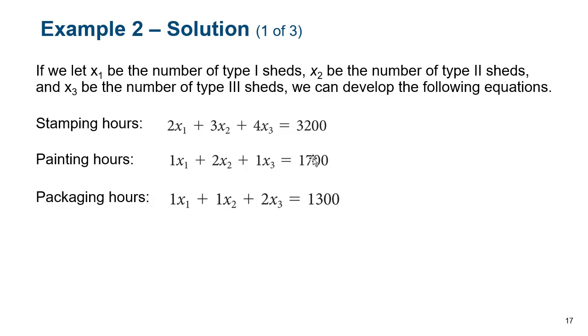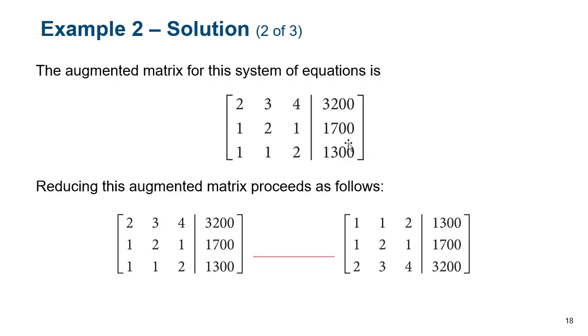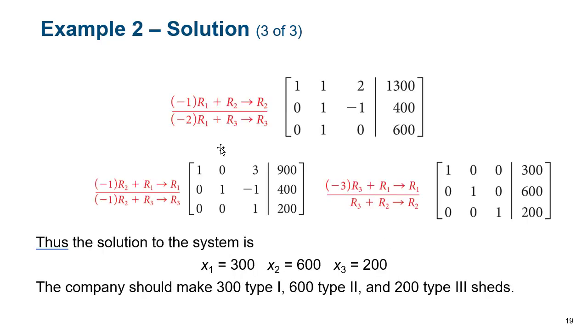We set them equal to their maximum amount of hours, which gives us an augmented matrix. And then all we need to do is take this augmented matrix and turn it into an identity matrix by swapping rows, adding and subtracting multiples of rows, right? So in this case, we took -1 times row 1, added it to row 2 to get the new row 2. That's how the 0 went away. And then -2 times row 1, and so on.